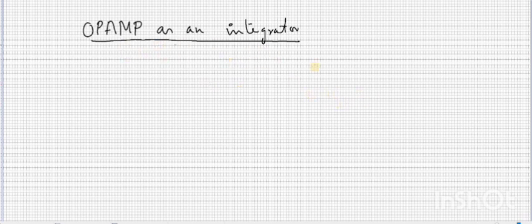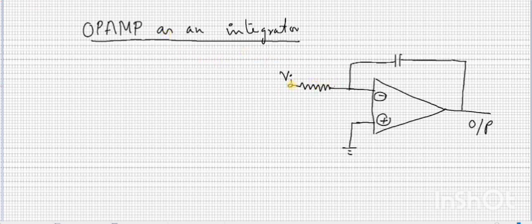For using OPAMP as an integrator, we have to construct the circuit as follows. This is a circuit for OPAMP as an integrator. Here we have used an OPAMP. A feedback capacitor is used here. We consider a capacitor with capacitance C, and resistance R. The input voltage is applied to the inverting terminal via some resistance R, and the non-inverting terminal is grounded.